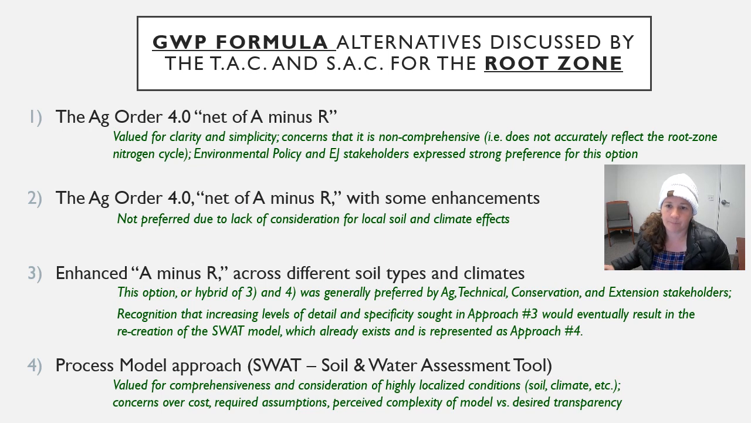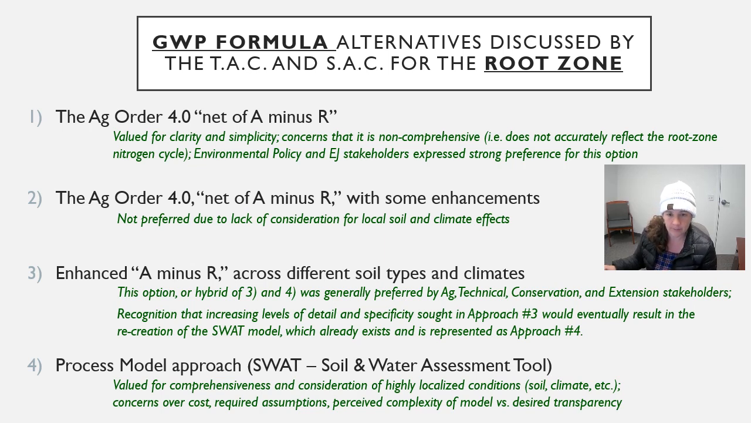So the outcomes of the TAC and SAC discussions on those root zone formulas: for option 1 here, just sticking with what's currently in the Ag Order, that A-R equation I think is really valued for its clarity and its simplicity. However, there were a lot of concerns that it's not comprehensive, so it doesn't accurately reflect the entirety of the root zone nitrogen cycle. I also want to note that our environmental policy and EJ stakeholders expressed a strong preference for this option.